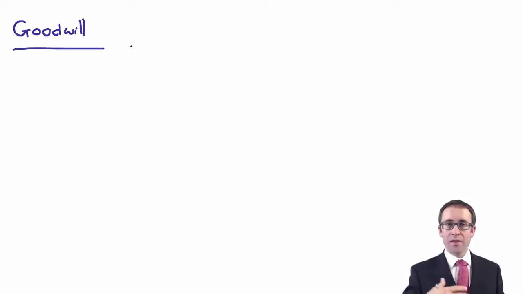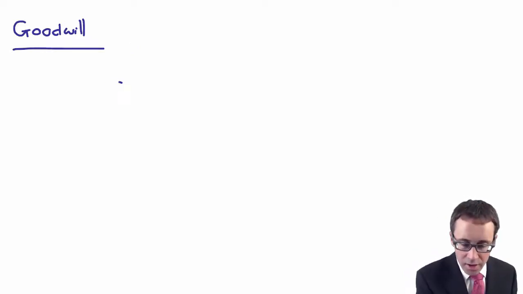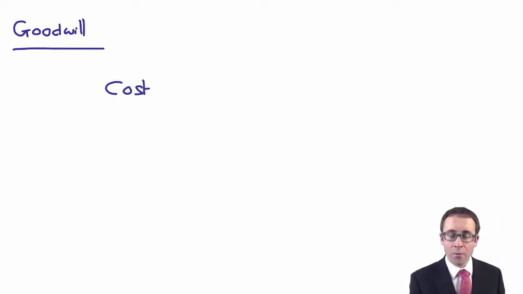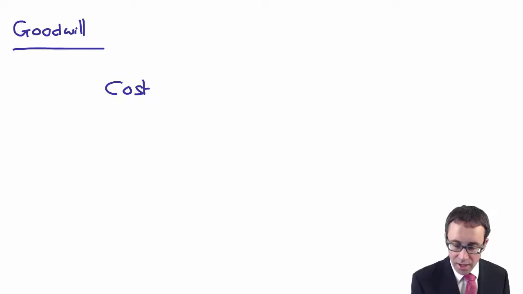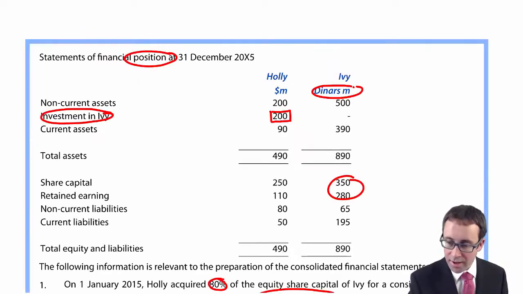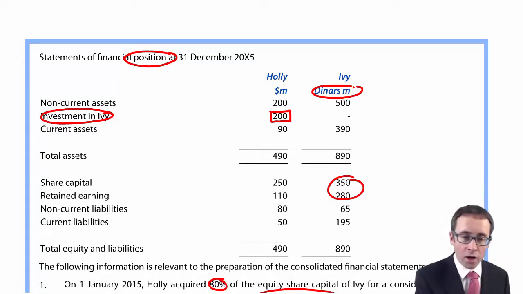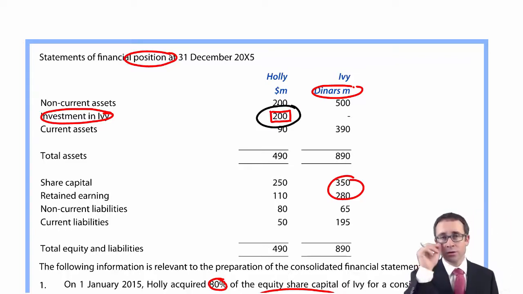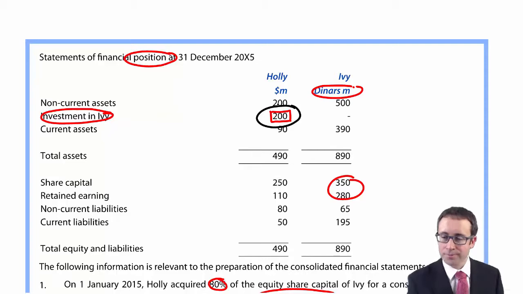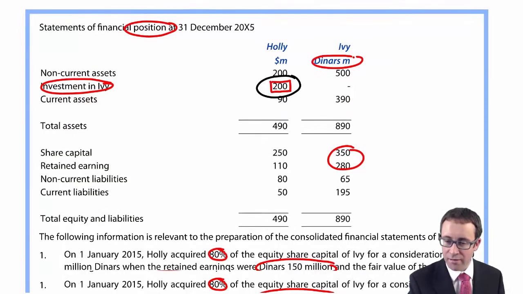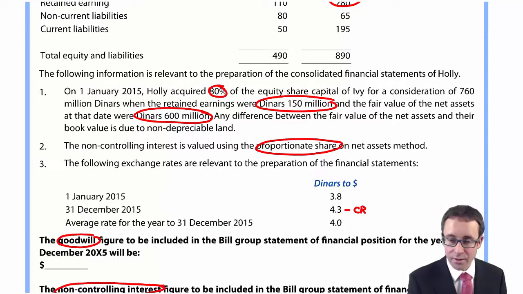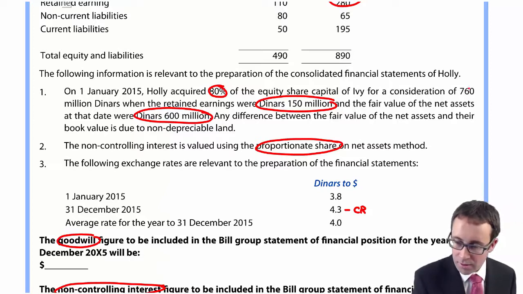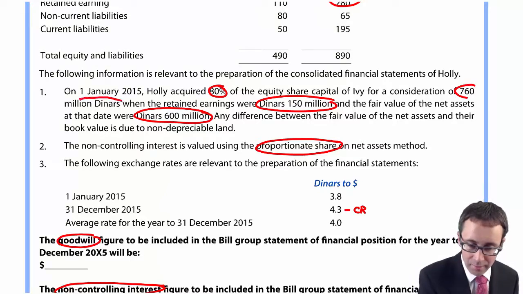Based upon the dinars. So we've got there your cost. Remember, we are working in millions of dinars. So be careful not to take that 200 figure, because that's $200 million. We want the dinar figure. Now here we're actually given it, which is a bit of a bonus, because it's there at 760 million.